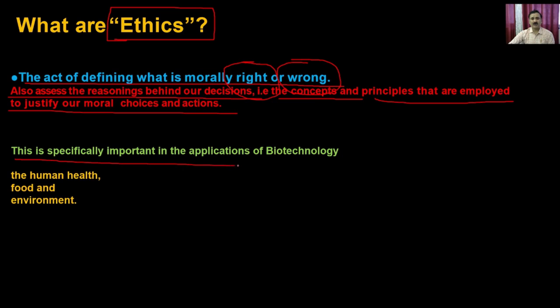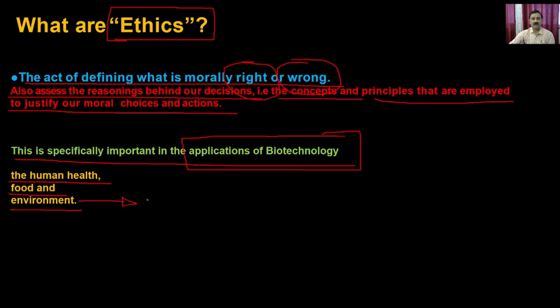This is more important in terms of biotechnology, because biotechnology has enormous applications and potential to develop many types of products, and also has the ability to change environmental conditions. So people have a very serious ethical concern related to different applications of biotechnology, because all these applications are associated with human health, with food, and ultimately with the environment.